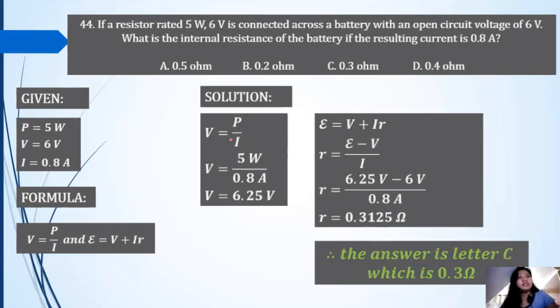And that is the letter C, which is 0.3. You will just find in the choices we have here the 0.3. So therefore the answer is letter C, which is 0.3 ohms.